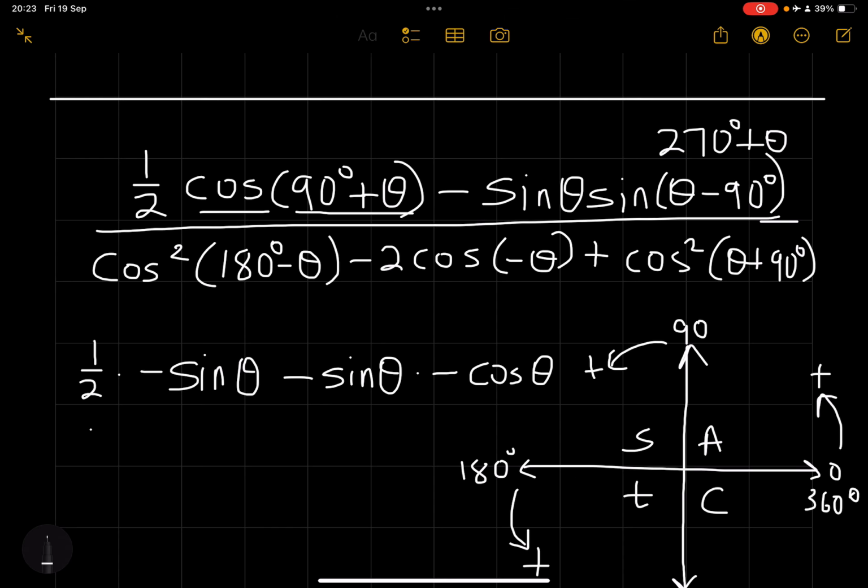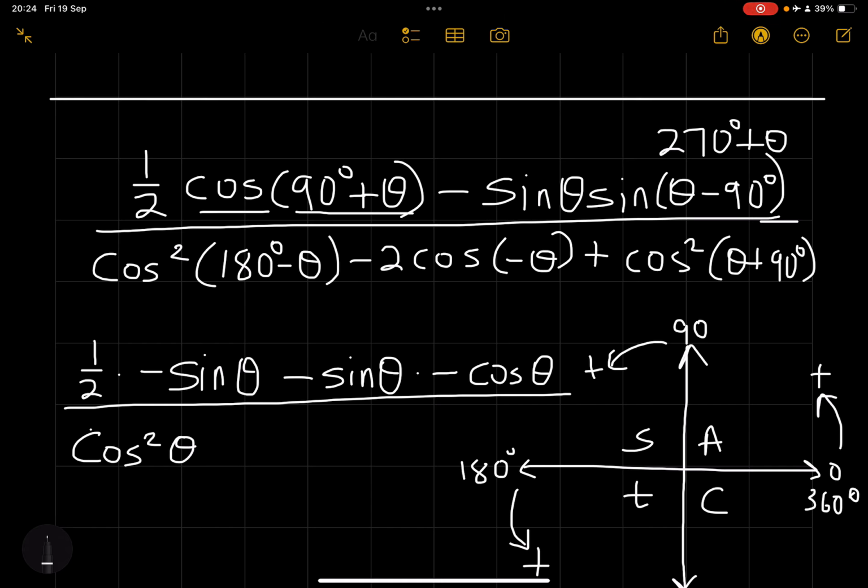Right, perfect. And then let's divide now. A square is always positive. So I have cos squared of 180 minus theta. 180 minus is in the second quadrant. Cos is negative there, but because we have a square it is always positive. And 180 is on the x-axis, so I'm not going to change. So it's just going to be cos squared theta then.